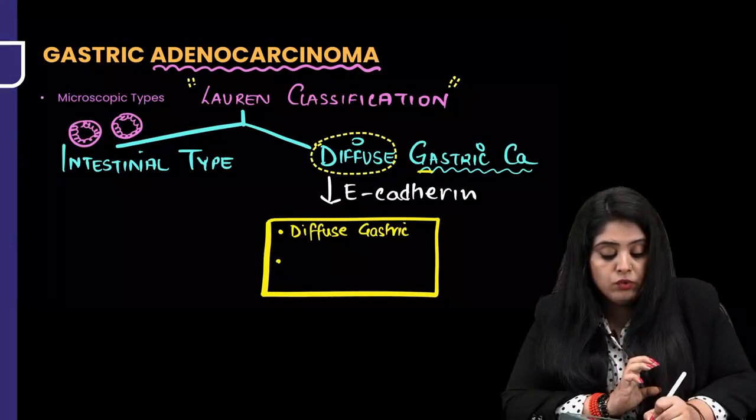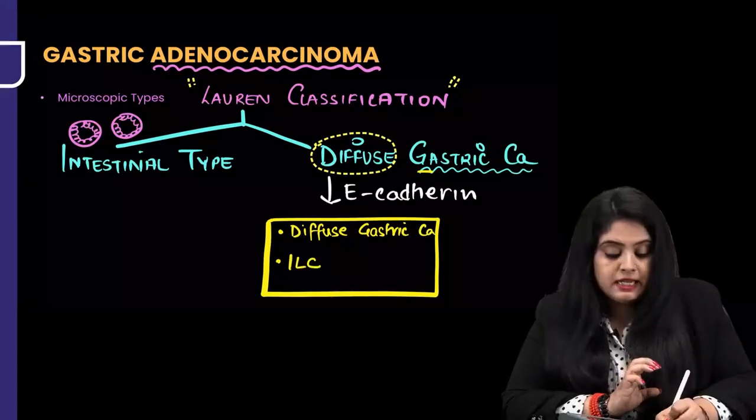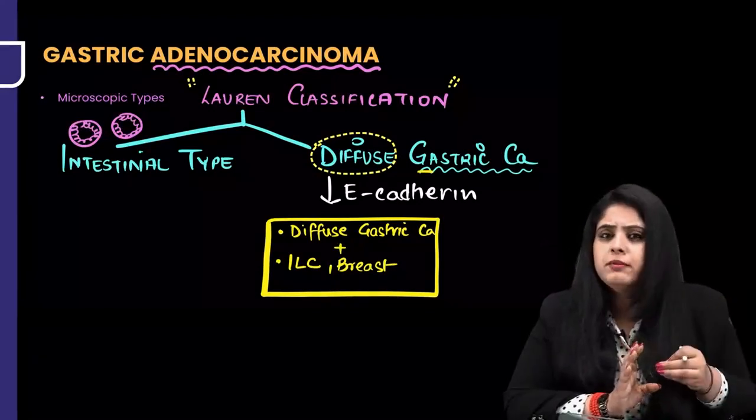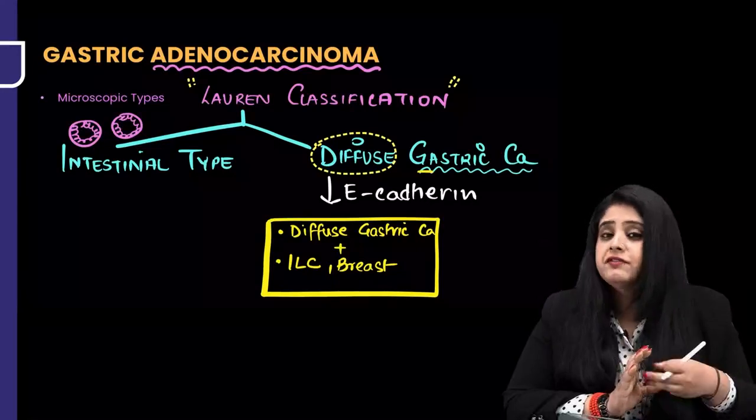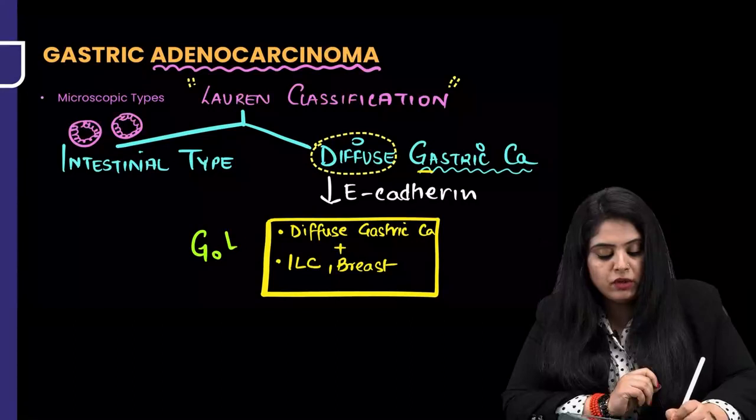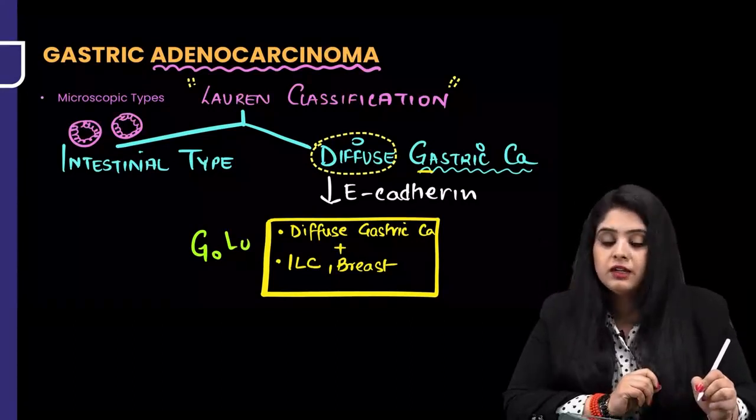And what is GOLU? That was invasive lobular carcinoma breast. Invasive lobular carcinoma breast is also what it causes. Go back to your neoplasia chapter. You made a beautiful table on these genetics. We've done this over there. I hope you remember. So we had said when the E-cadherin is lost, the GOLU tumors are going to occur.